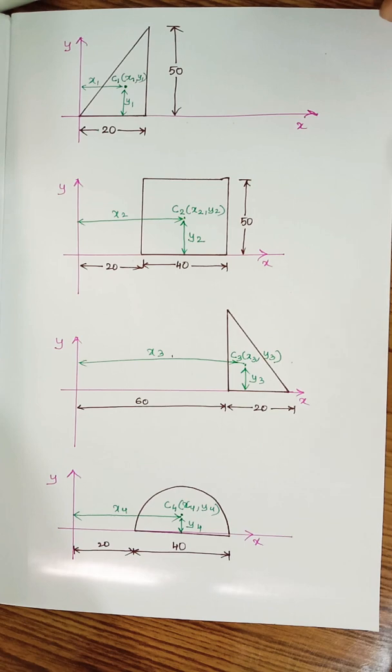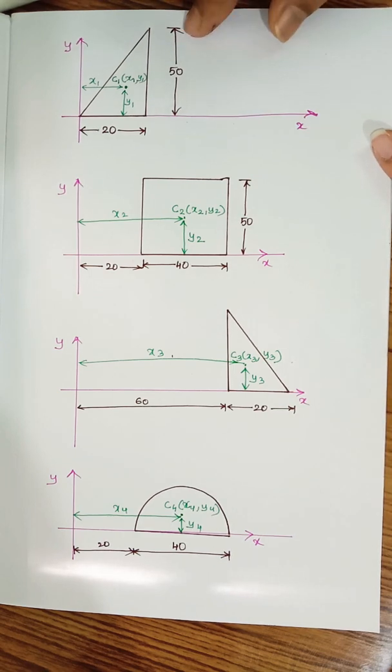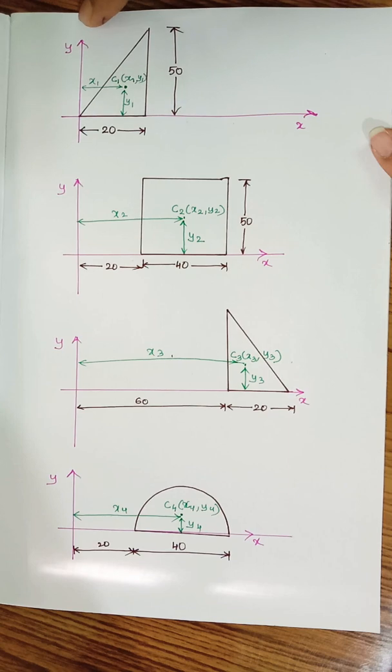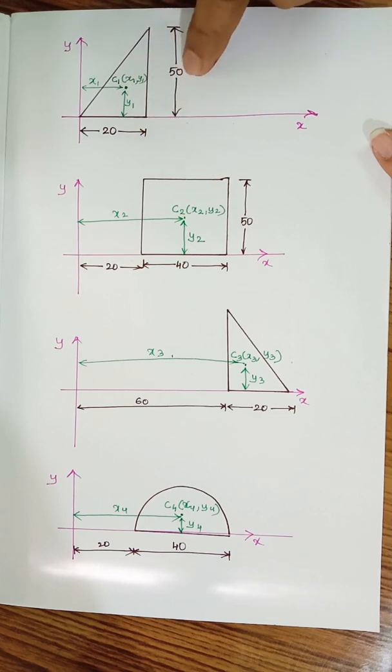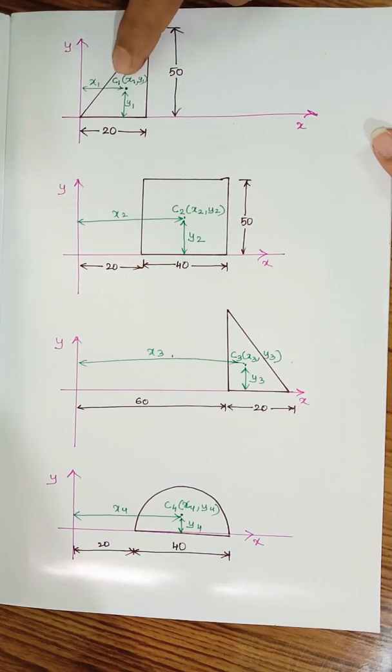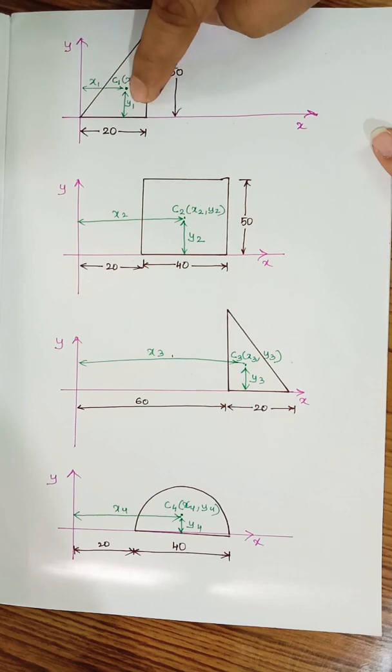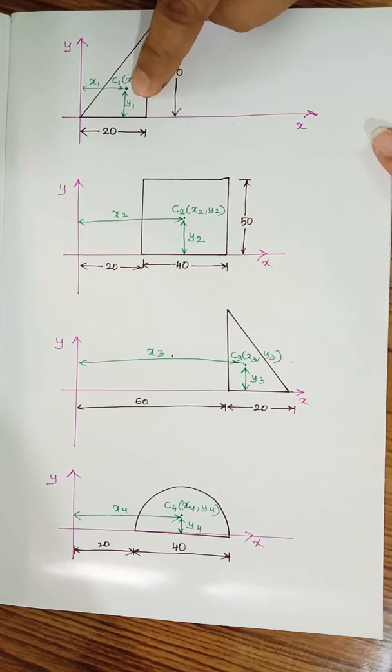Now, to make it clear and to determine the coordinates of centroid for each of the triangle, rectangle, and the semicircle, I have drawn them individually. As you can see here, we have an x-axis and a y-axis, and I'm considering the first triangle here. The first triangle has a base of 20 millimeter and height of 50 millimeter. I'm assuming that it has a centroid C1 whose coordinates are x1 and y1. X1 refers to the distance from the reference y-axis. Y1 refers to the distance from the x-axis.